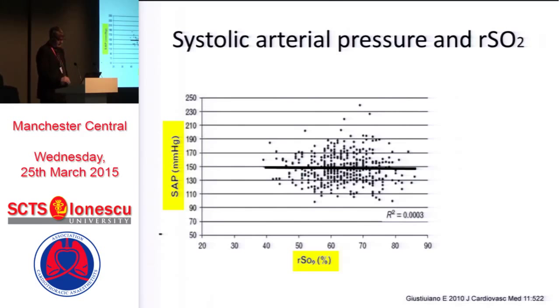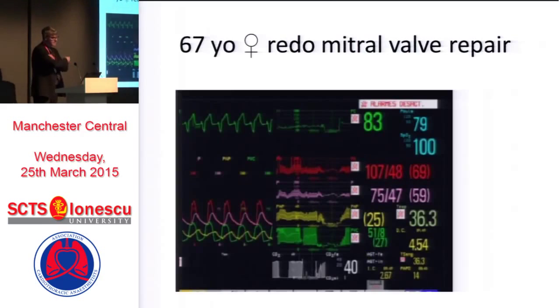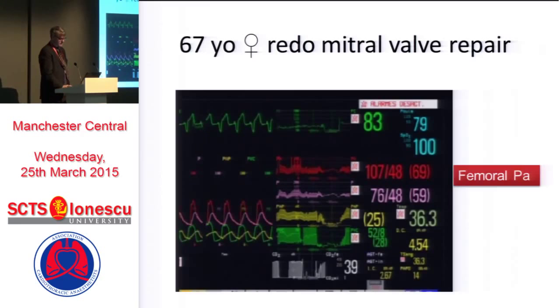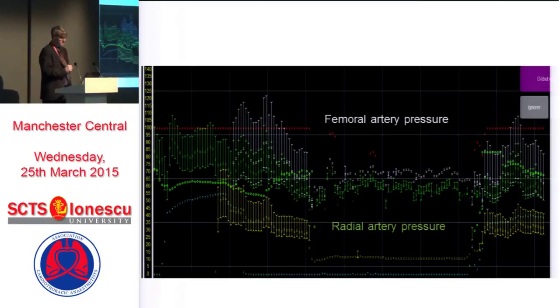Everyone may have a different level of autoregulation. But a very common problem that we see very often in the operating room is the unreliability of the radial artery pressure. And this is an example of a patient. In red, you have the femoral artery pressure, and in pink, you have the radial pressure. And this is another example of the femoral artery pressure and the radial artery pressure when you're using dual monitoring in these patients.